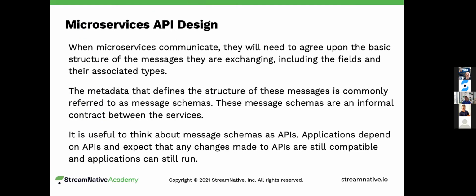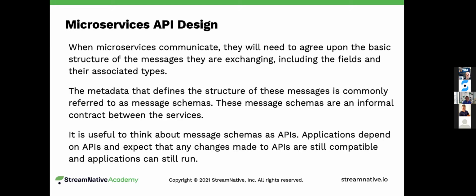So you can think of microservices, when they communicate, they have an agreed upon basic structure of what those messages are, including the fields and their associated types, right? So again, I'm telling you it's a payment type. So it's a credit card in this field, that's going to be a string. This is the payment amount, it's a float. This is an enum of the credit card type it is, for example, Visa, MasterCard, Discover, et cetera. And so that metadata defines the structure of the messages, and it's common, and that's referred to as a message schema. And they form an informal contract between the services, right?